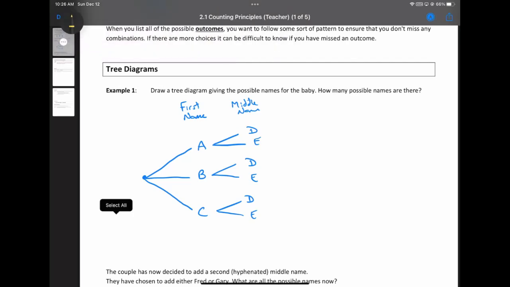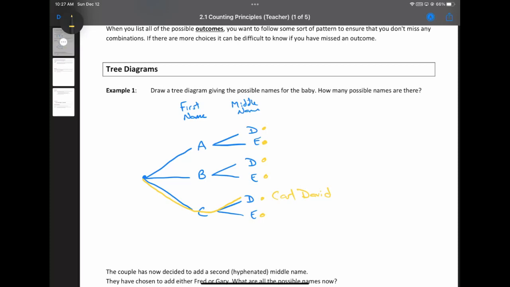example, is that each possible way of getting from the base of the tree to the end is going to represent one possible outcome. So for instance, if I follow the tree this way, that represents the example of Carl David as my possible outcome. And if I follow any other branch, I get another name. And as we can see here, there are 1, 2, 3, 4, 5, 6 possible ways to get from the starting point of our tree to the ending point of our tree, which represents the 6 different names that we figured out in the last part.